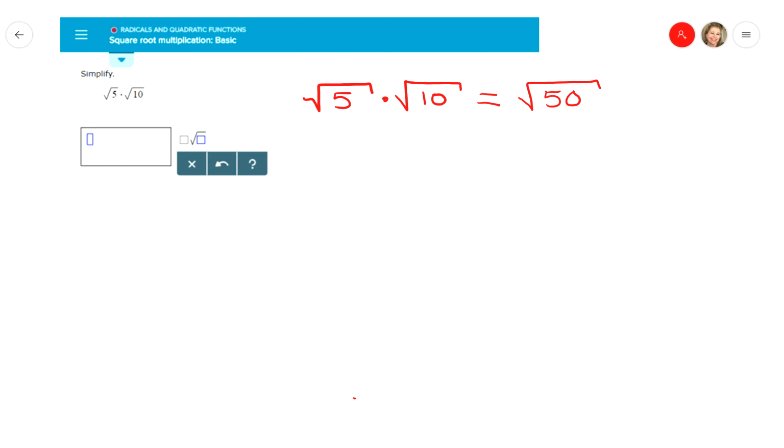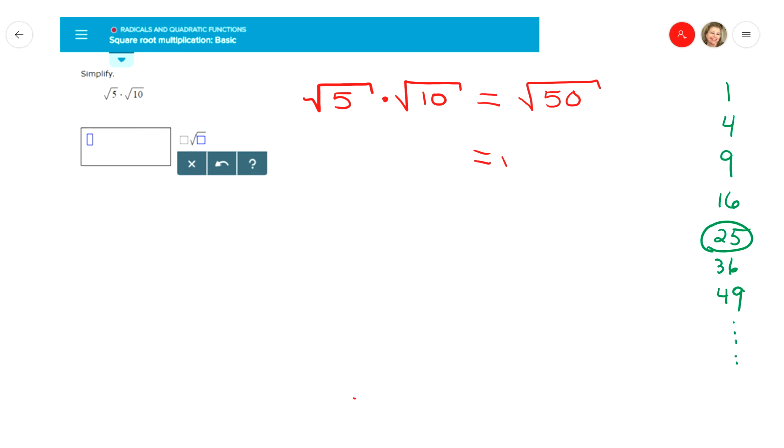I look at the 50 and I'm like, okay, I need a factor of 50 that is square rootable. That's what I like to call it, square rootable. That's an Aprilism. It's not in any textbook. And I know 25 is a perfect square, just to remind you of your perfect squares. 1 squared is 1, 2 squared is 4, 3 squared is 9, 4 squared is 16, 5 squared, 6 squared, 7 squared. I could go on, but I know that 25 is a factor of 50.